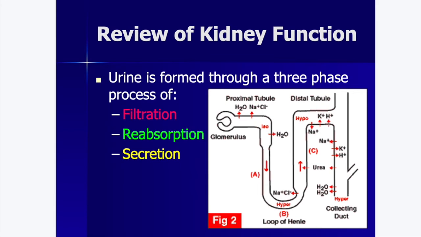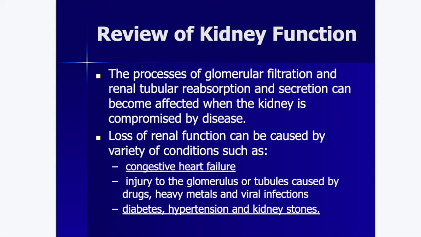Urine is going to be formed through 3 processes that happen in the nephron, in different parts of the nephron. And it's going to be filtration, reabsorption, and secretion. When glomerular filtration happens, that's going to be followed by tubular reabsorption as well as secretion. And that can be affected when the kidney is compromised by disease. So if you have renal disease of some kind, your kidneys will not be filtering your blood properly.